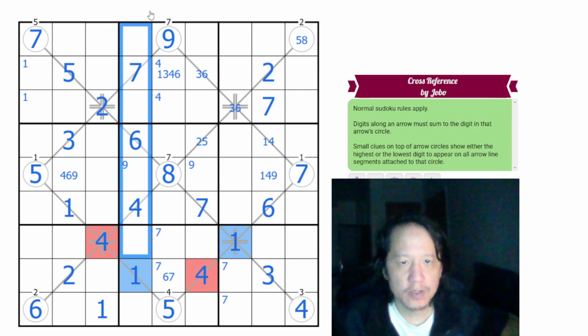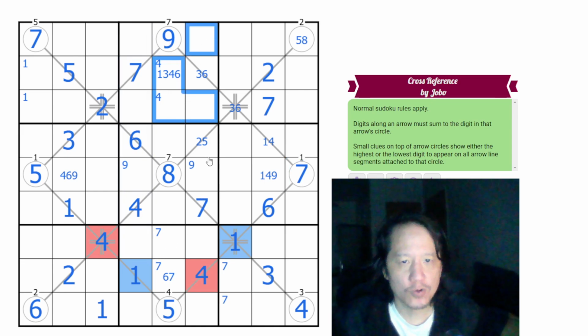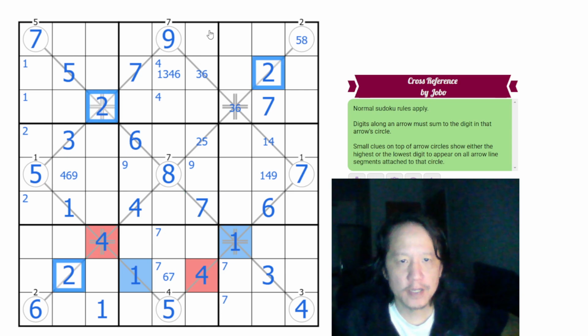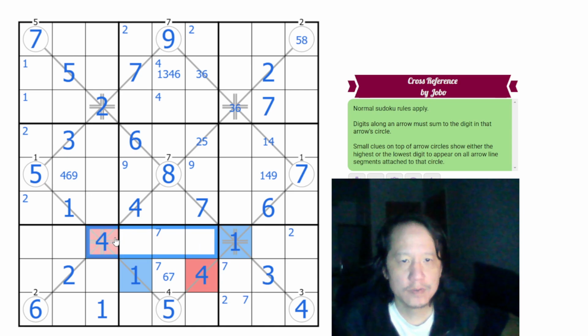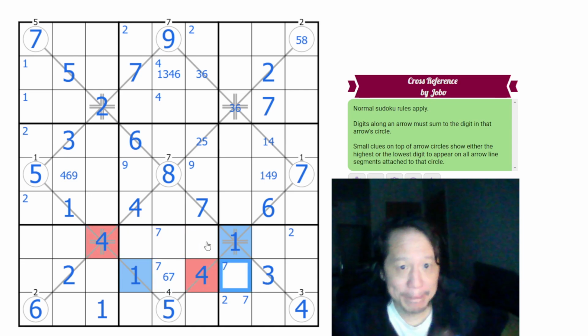1 cannot be here. 1 is one of those 4. 2's. 2 has to be one of these two. And it has to be one of these two. Cannot be here or here, so it's one of these two. Okay.